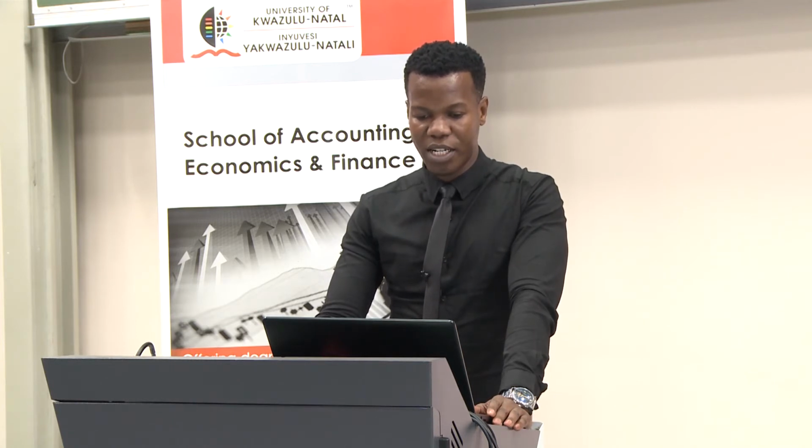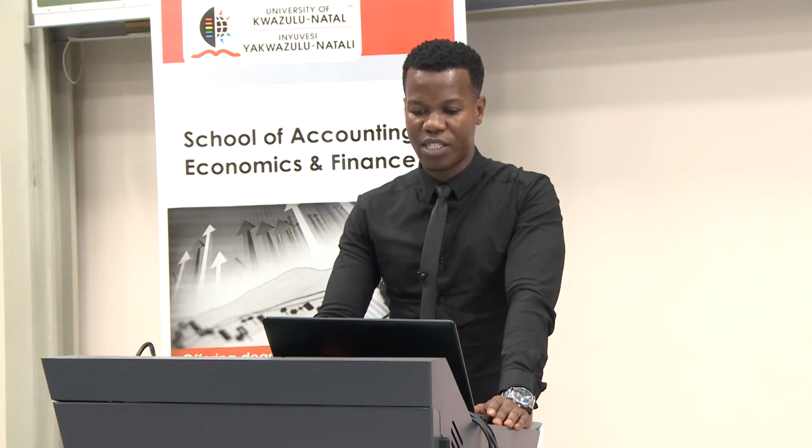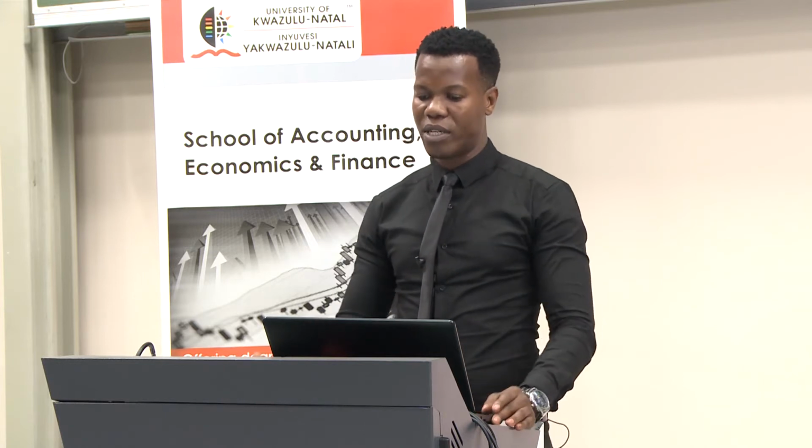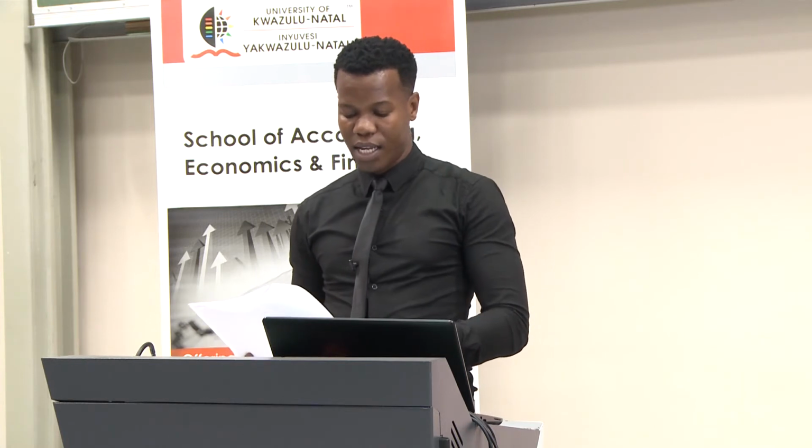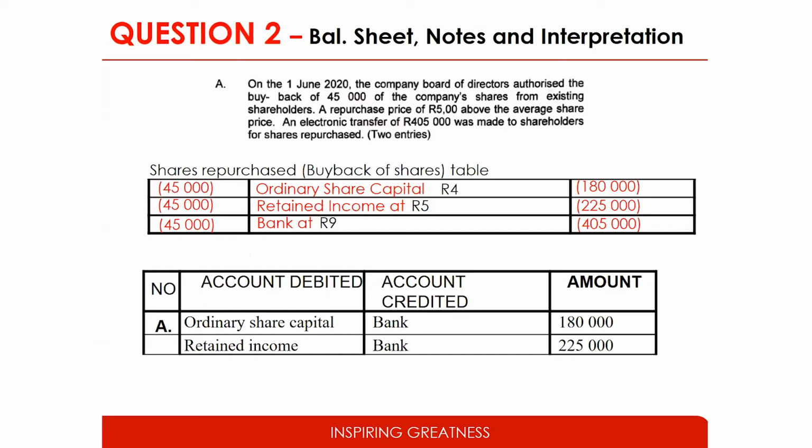The information that is also presented to you, just read all of it very carefully and make sure that you understand what is required from you. Again, comes your buyback share table. This is very important because what it says in the information is that the board of directors authorized a buy back of 45,000 of the company's shares from existing shareholders, at a repurchase price of 5 Rand above the average share price, meaning they've paid 5 Rand more than the normal price. An electronic transfer was made to shareholders for shares purchased. Do your share purchased table.